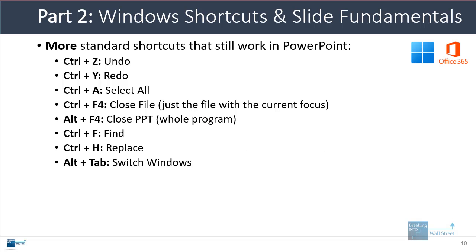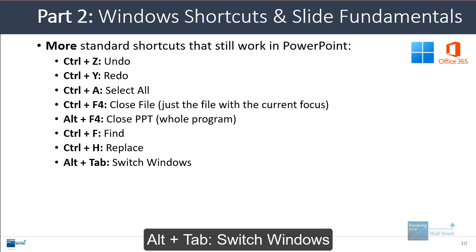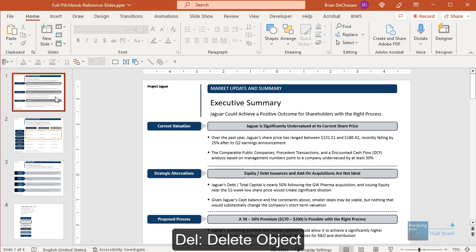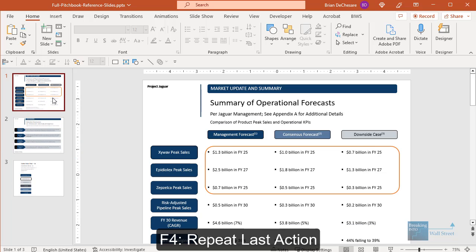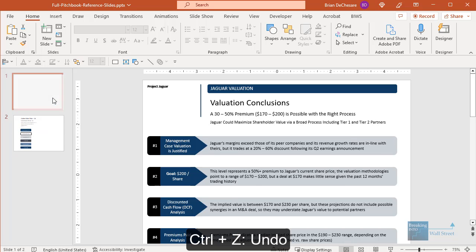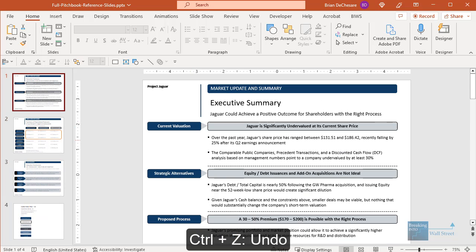Alt Tab will switch windows, and that's what I've been using as I've been switching back and forth between these two presentations. And then F4 will repeat your last action. So if I go in and let's say I delete this slide right here, I can press F4 and delete another one, and F4 and delete another one, and then I can press Control Z a bunch of times to undo everything that I just did right there.